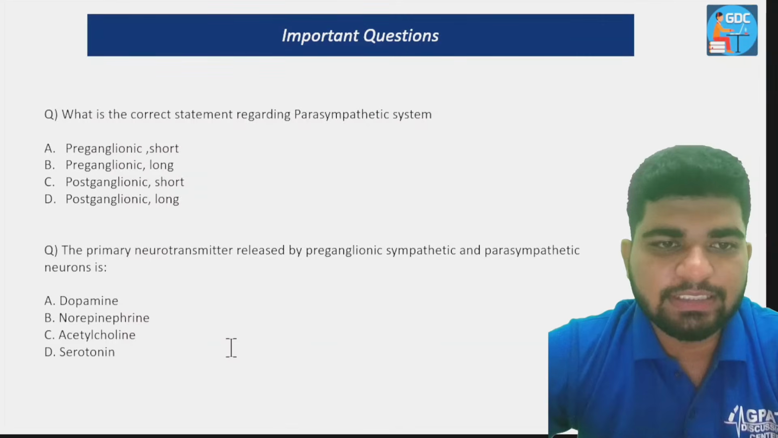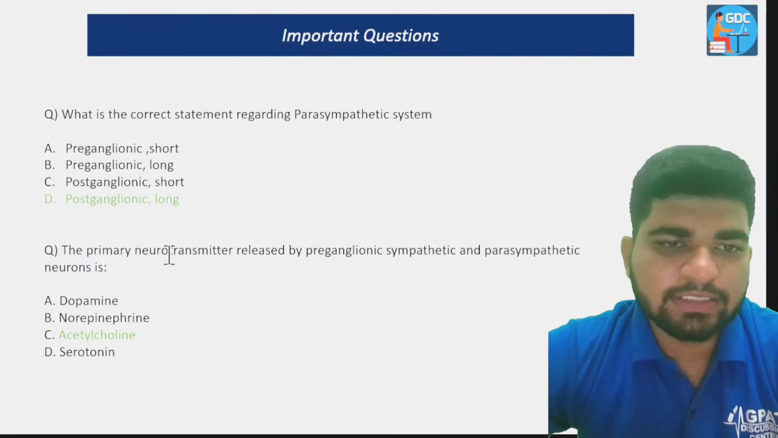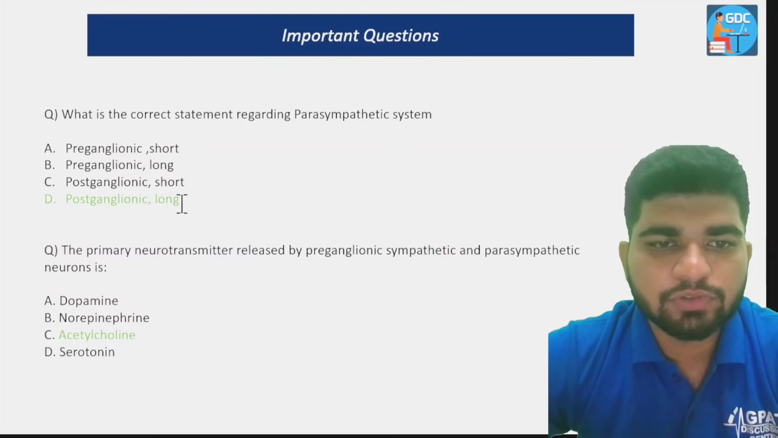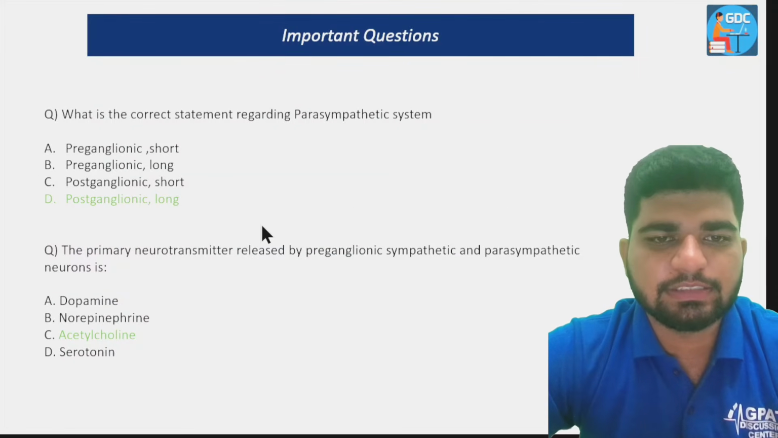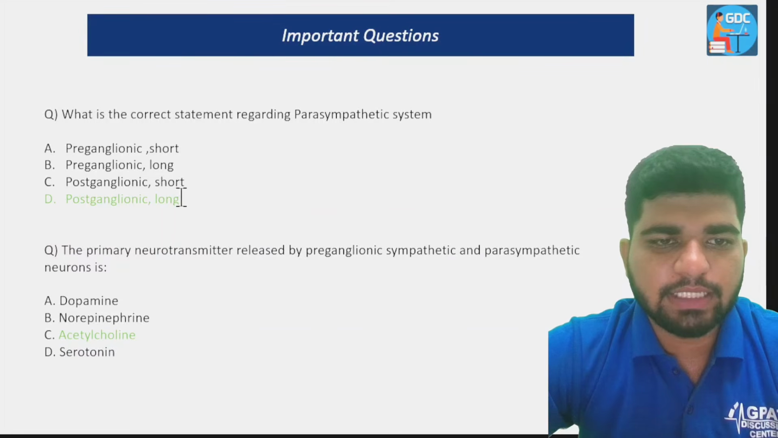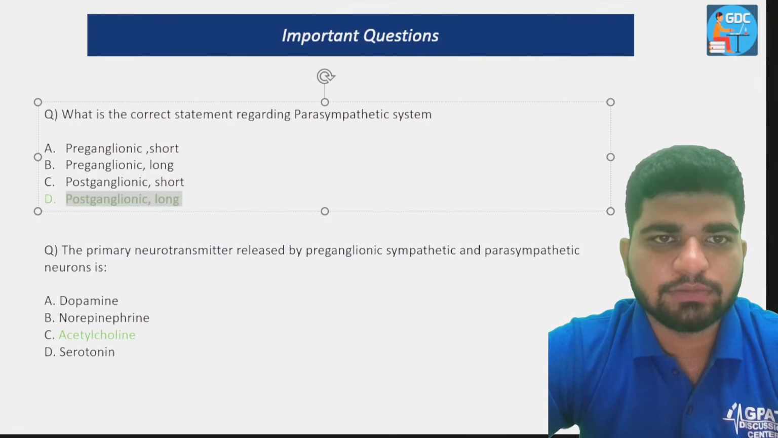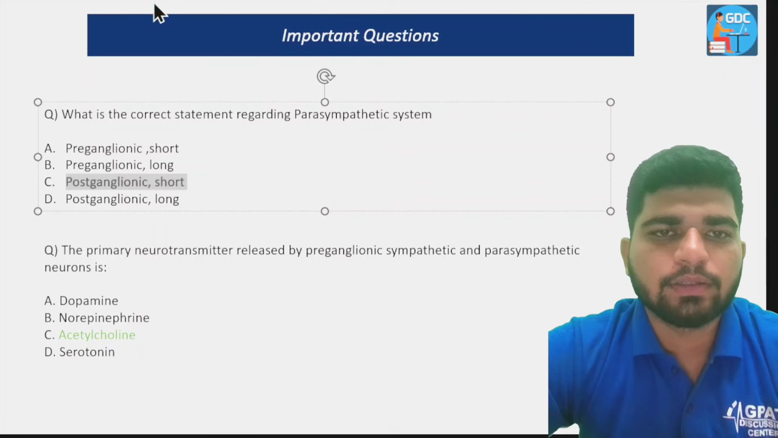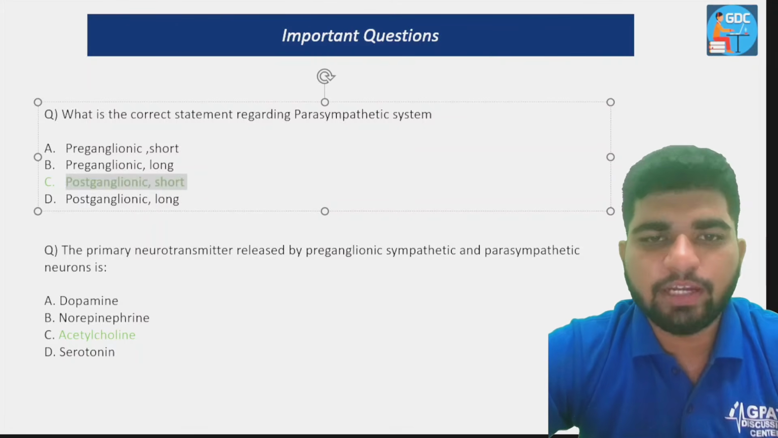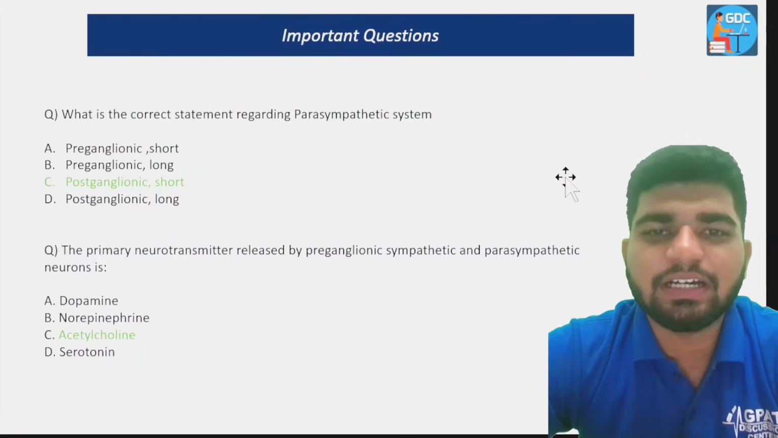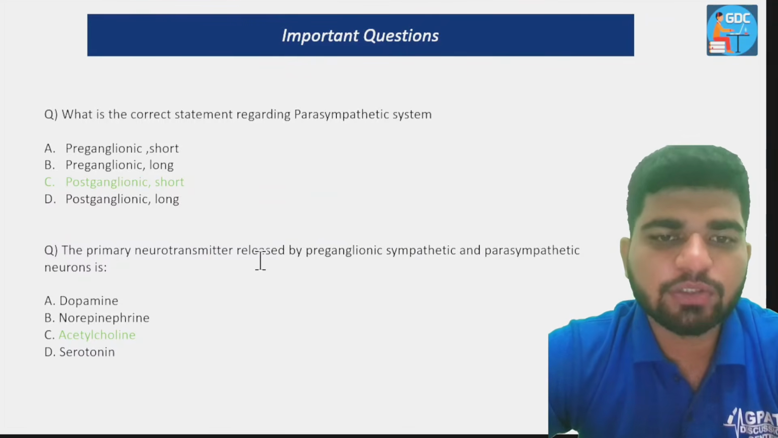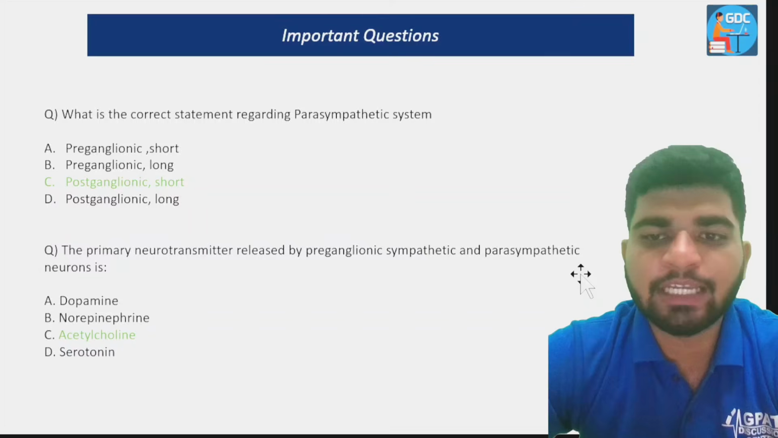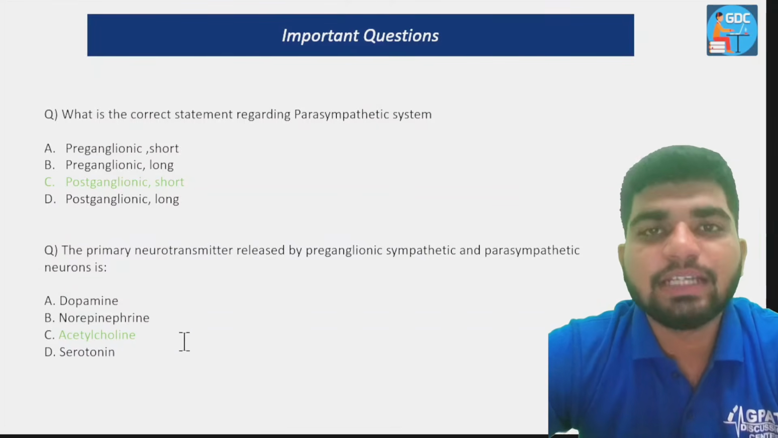Okay, now let's see the answer. So the answer is postganglionic short. Okay. The postganglionic fibers in the parasympathetic nervous system are short in nature. Okay. So the next one: the primary neurotransmitter released by preganglionic sympathetic and parasympathetic neurons is acetylcholine, as we have seen before also.